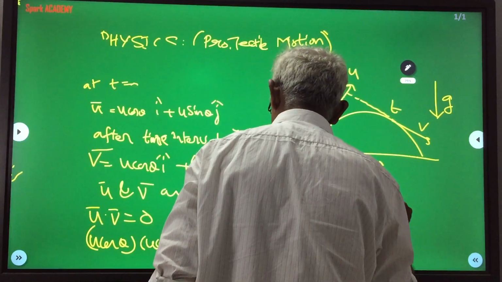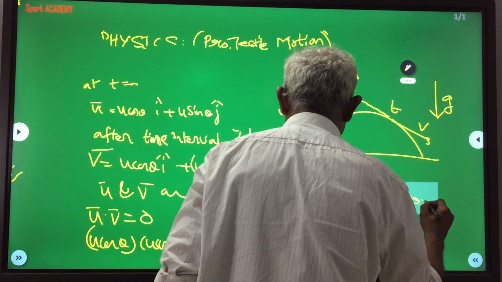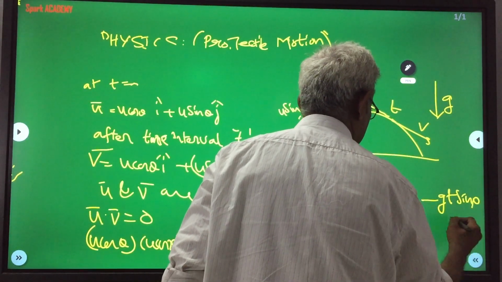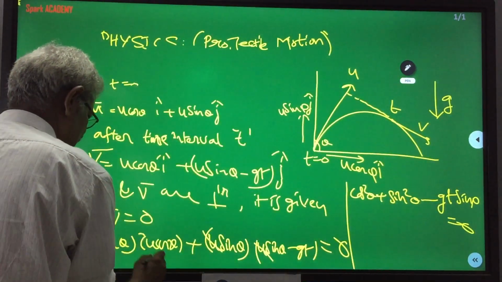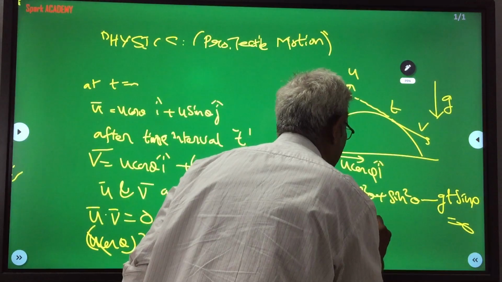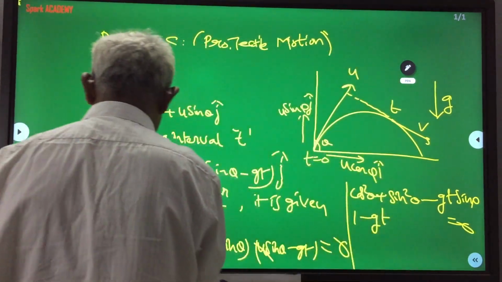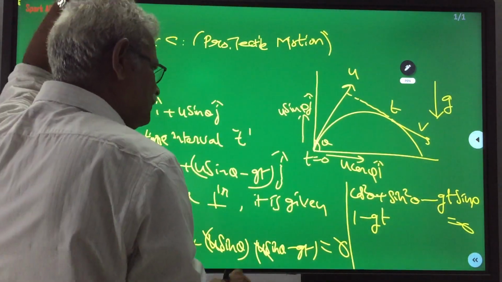Cos square theta plus, minus g, because u square gets cancelled. So what will it be? 1 minus u square, 1 u will be there.